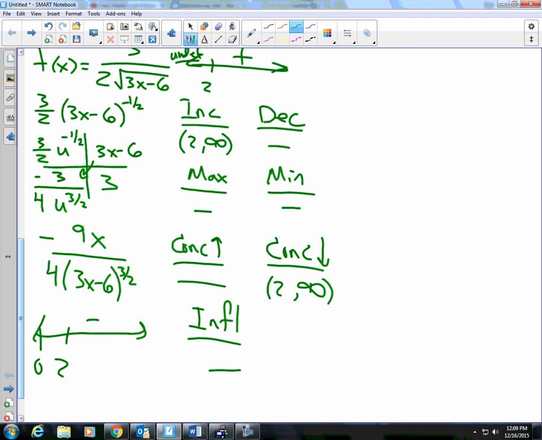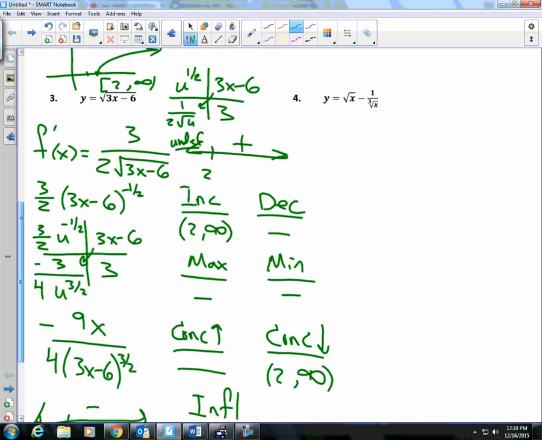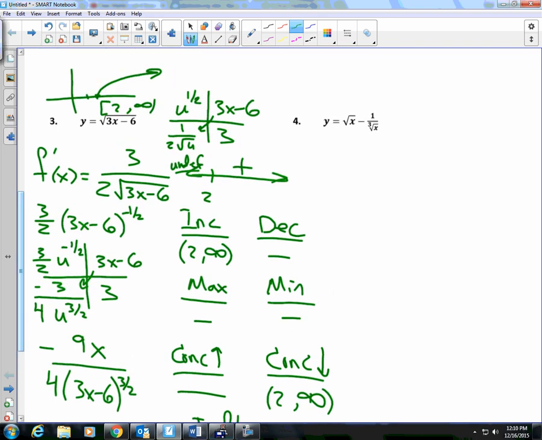Different scenario, right? Look at your graph. Always increasing, never decreasing. Always concave down, never concave up. No local max or min, no inflection point. We knew that ahead of time, didn't we? And our work confirmed it.